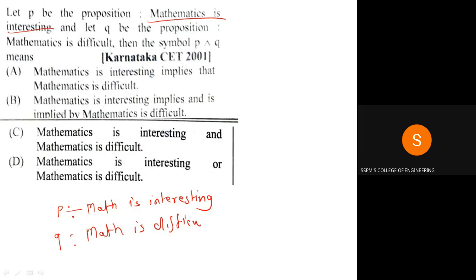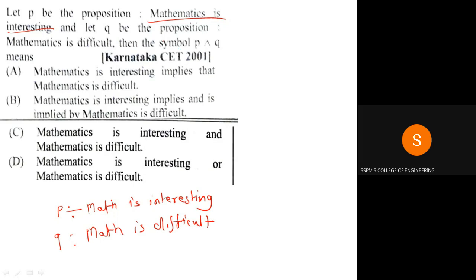Let P be the proposition. What is the proposition? Mathematics is interesting. This is the first statement. What is P? Mathematics is interesting. And what is Q? Q be the proposition. Mathematics is difficult.